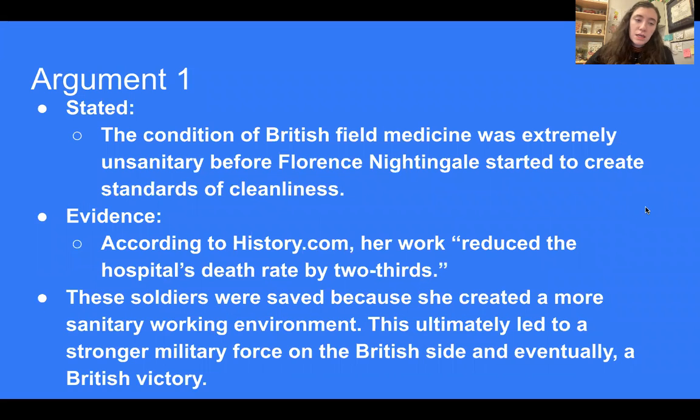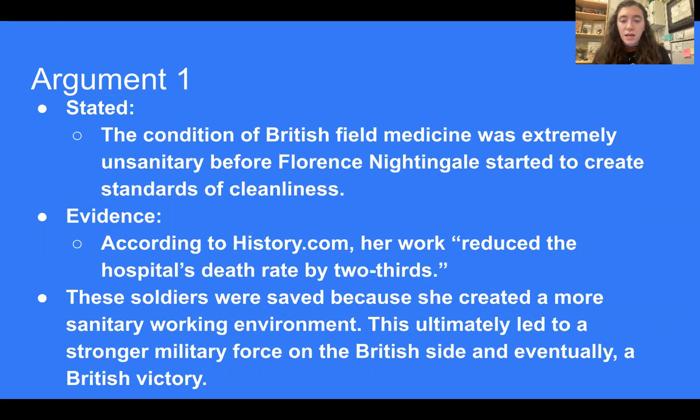So my argument 1, I have it stated, remember, in that rubric and also on your outline. You are supposed to state it and then provide evidence and then explain. So I have my stated one: the condition of British field medicine was extremely unsanitary before Florence Nightingale started to create standards of cleanliness. Then I have evidence to support it. You'll notice how I'm citing the source. I'll talk about that in the next video, but you're citing your sources. According to history.com, her work reduced the hospital's death rate by 2/3.